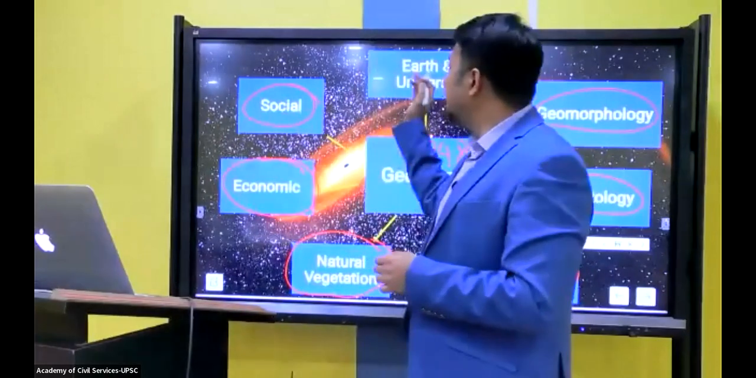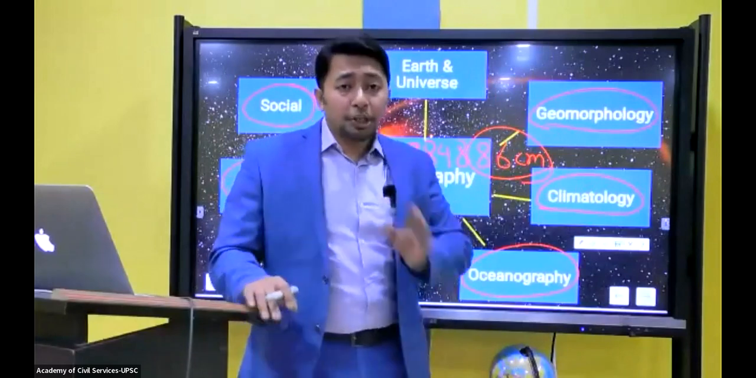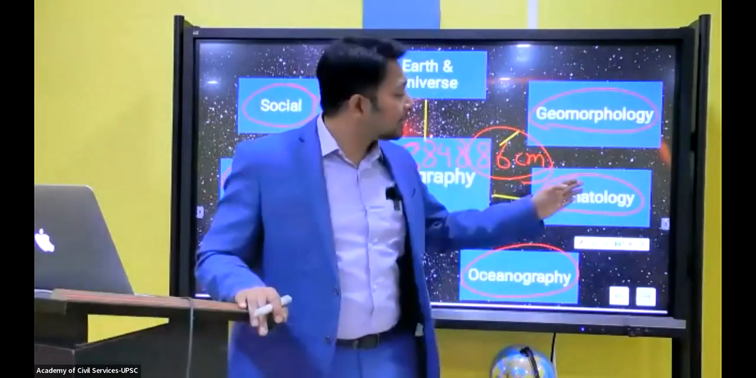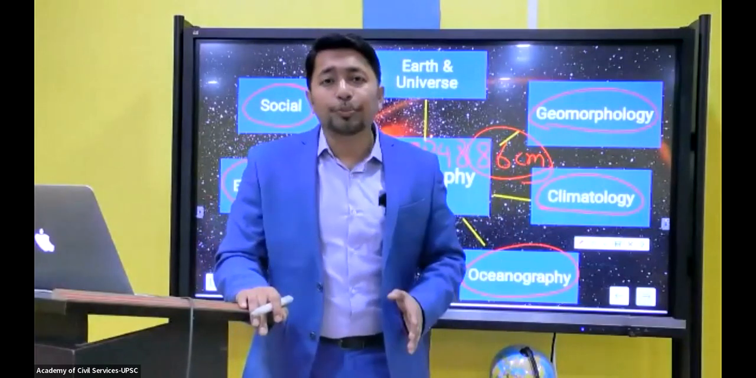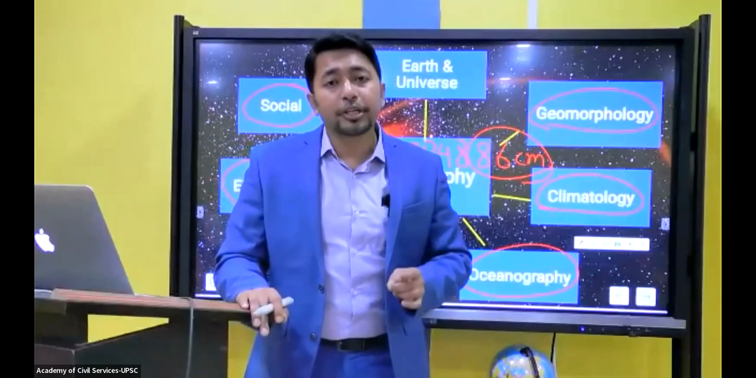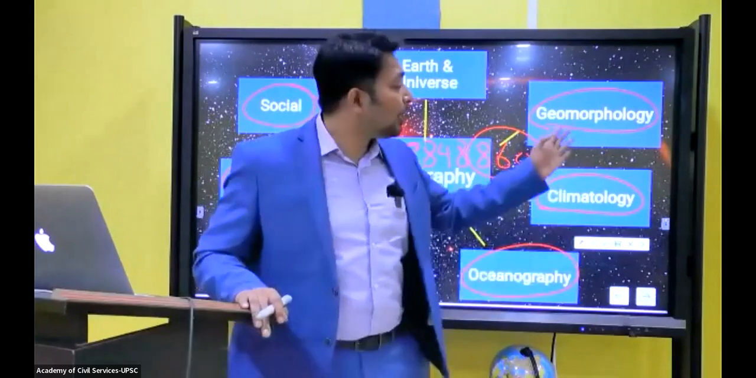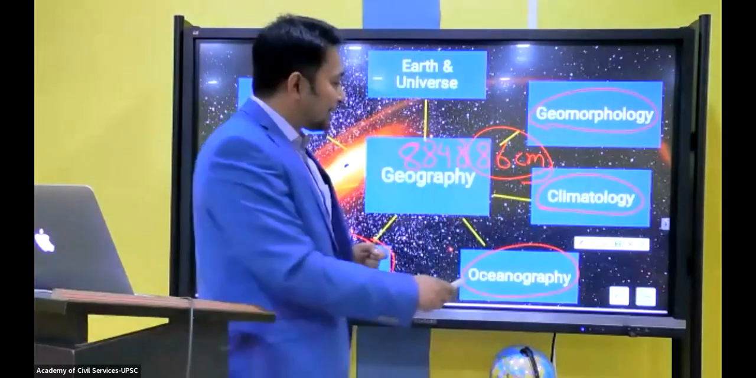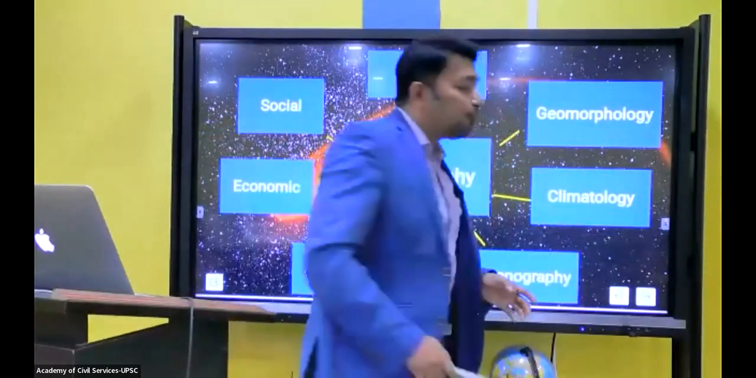So inside each module, Earth and Universe, geomorphology. In geomorphology, you will be learning about earthquakes, volcanoes, tsunami. In climatology, you have to learn about thunderstorms, cyclones, cloudbursts. Such geophysical phenomena, which we call natural disasters, we have to study inside these particular modules, right?